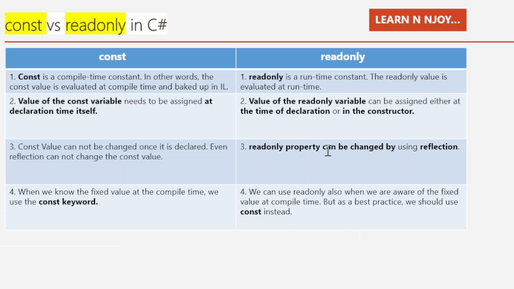Whereas a read-only property can be changed by using reflection. We have already seen how we change the value of the read-only with the help of reflection. So that is the important point. Number four, when we know the fixed value at compile time, we use the const keyword. Whereas we can use read-only also when we are aware of the fixed value at compile time. But as best practice, we should use const instead. So that's the difference between const and read-only in C#.